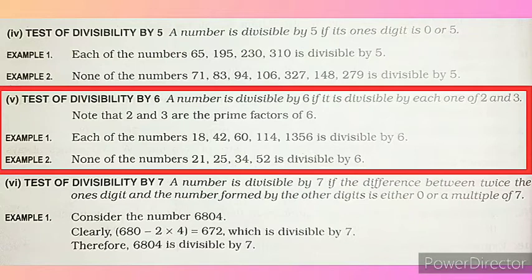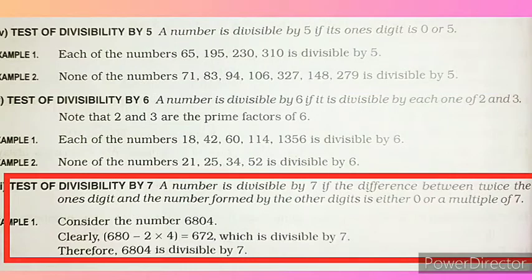This condition applies for 42, 60, 114, 1356, etc. Okay, and other numbers like 21, 25, 34, 52 are not divisible by 6. Why? Because they are either divisible by 2 or divisible by 3 or divisible by none of them. Okay, so the basic rule of 6 is the number should be divisible by both 2 and 3. Then only the given number will be divisible by 6.